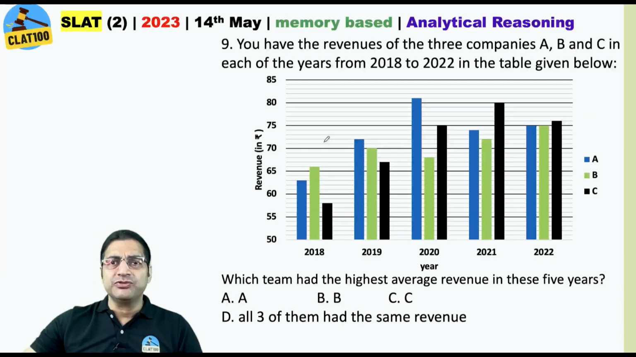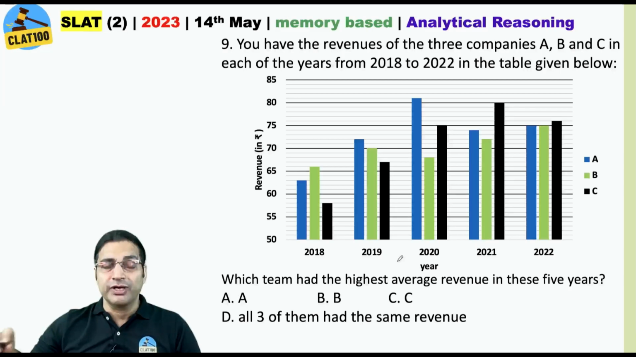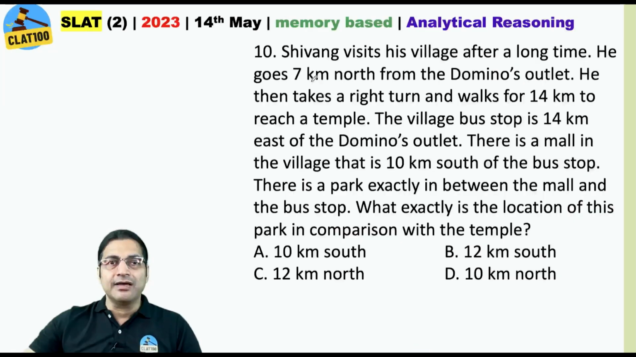Here you have the revenues of 3 companies ABC in each of the years from 2018 to 22 in the table given below. Which team had the highest average revenue in these 5 years? I'm not going to do the calculations for you. If you wish to do it, please do. The answer was A. But the figures were what you see on screen. Shivang. In the actual examination, it was someone else, but Shivang is a favorite student of mine and hence I put his name.